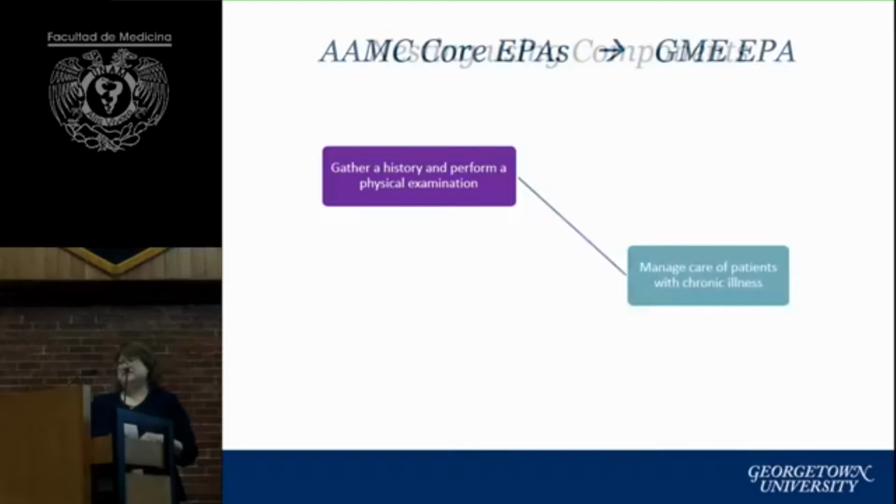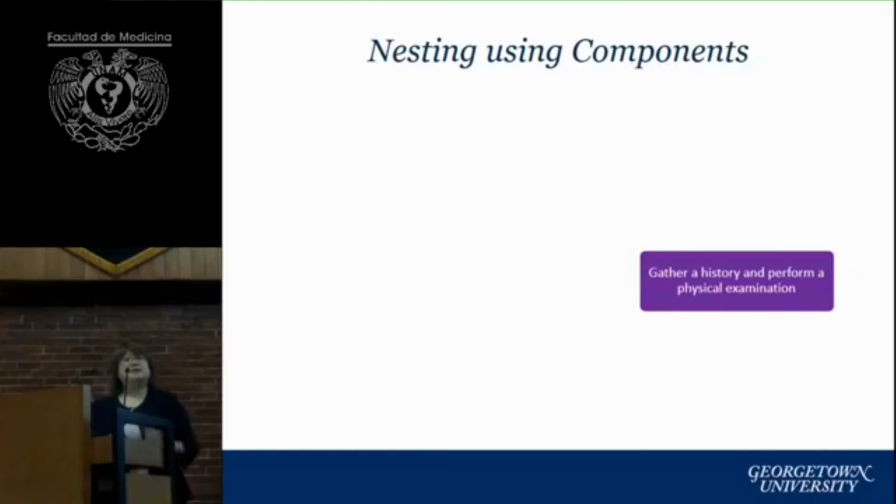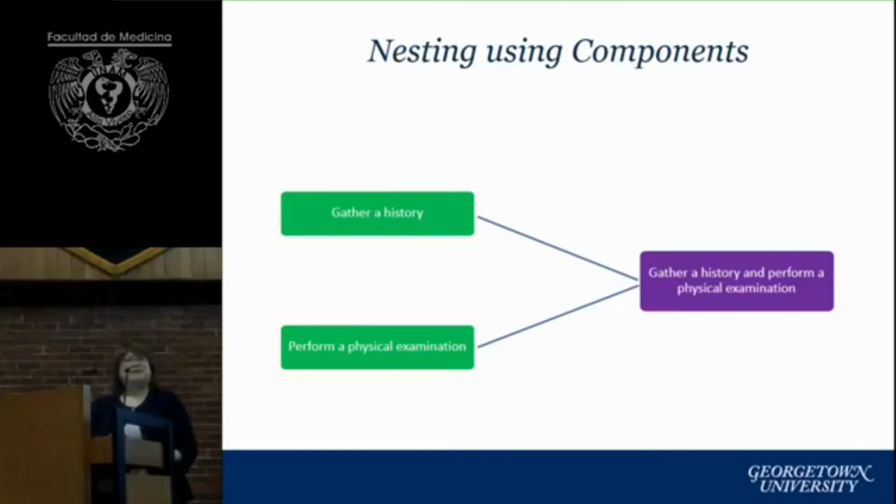So now I take gather a history and perform a physical exam. Now I can nest it using components like I talked about. So I can break that out so that a more junior student would have to just achieve an EPA and gather a history, or achieve one in physical exam before they have to integrate that.